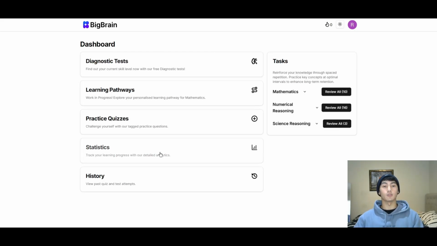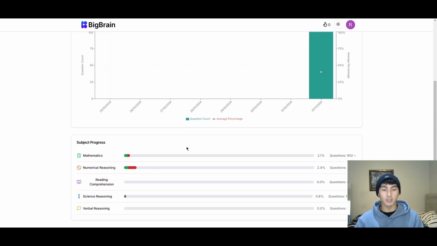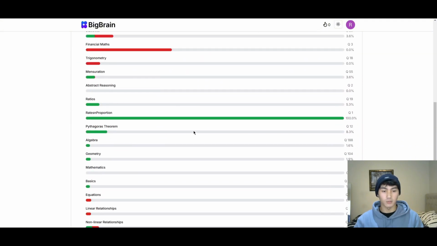Students can also head over to the statistics page where they can see and track their progress over time with all the diagnostic tests and quizzes that they've done. Below, we have a subject progress page. We can see how much progress we've made for each of the different subjects in terms of the topics as well.